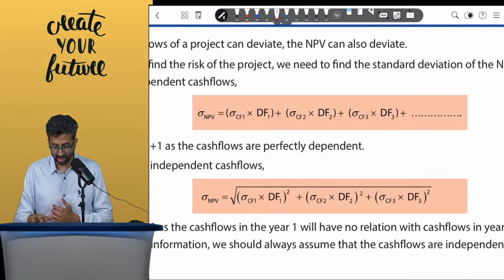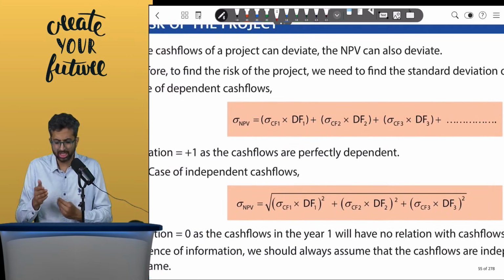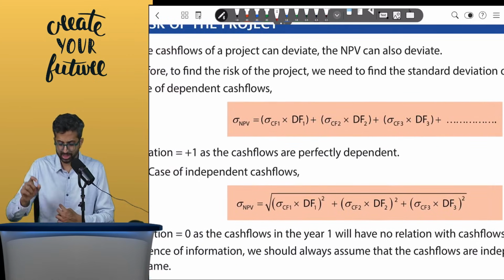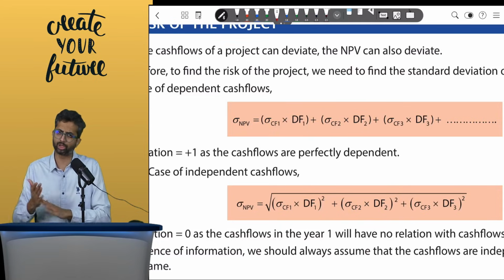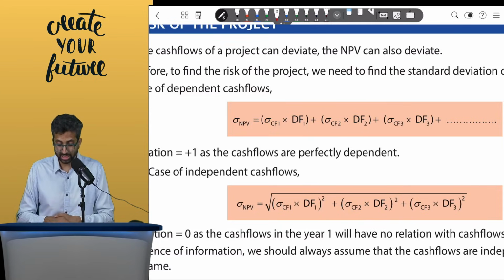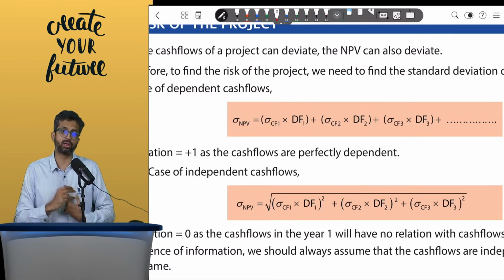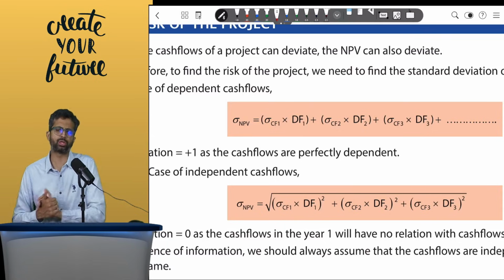And as a result, if it is a dependent cash flow, you will directly take the standard deviation of NPV as the standard deviation of cash flow for year 1 into discount factor of year 1 plus the standard deviation of cash flow for year 2 into discount factor of year 2 and so on. But if it is an independent cash flow, you will apply this formula where you will take under the root standard deviation of cash flow into discounting factor squared and so on for each of the years.